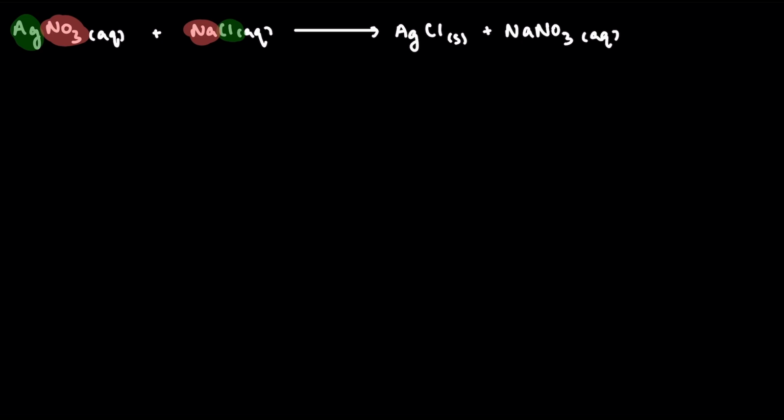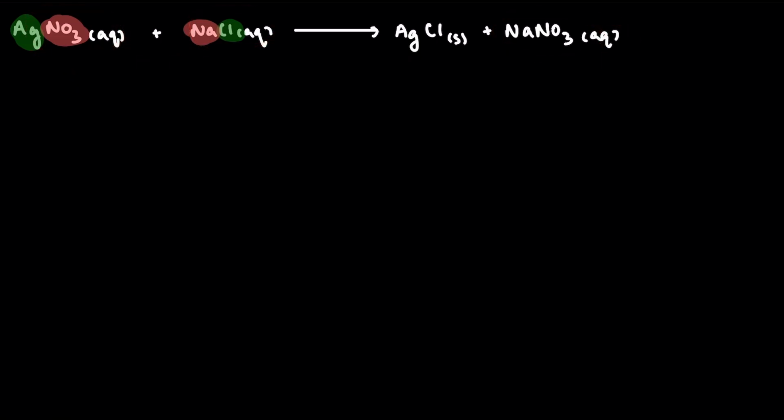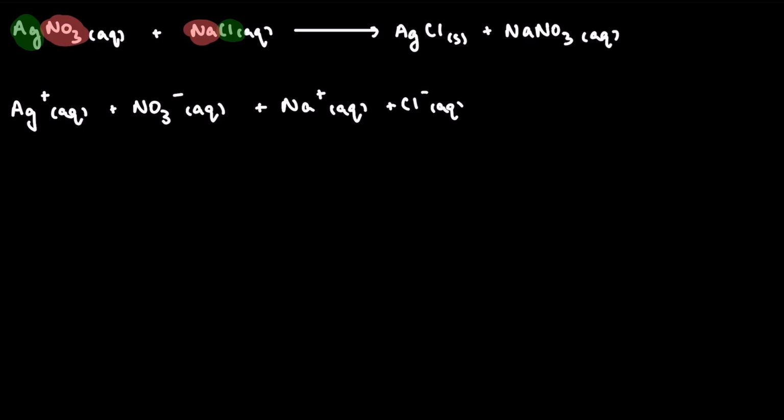So now we're going to repeat the same steps. We're going to take all the aqueous species and split them up into their ions. So silver nitrate, we can split up into silver ions as well as nitrate ions. And NaCl, we can split up into sodium ions and chloride ions. And this forms, we keep the silver chloride because it's a solid and we only split up aqueous species, plus Na+ in its aqueous form, and NO3- in its aqueous form.